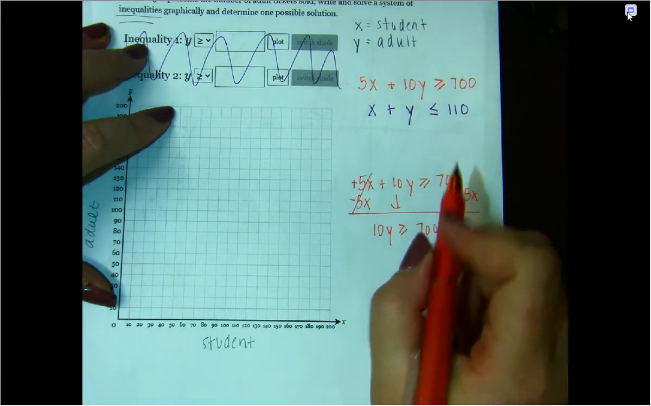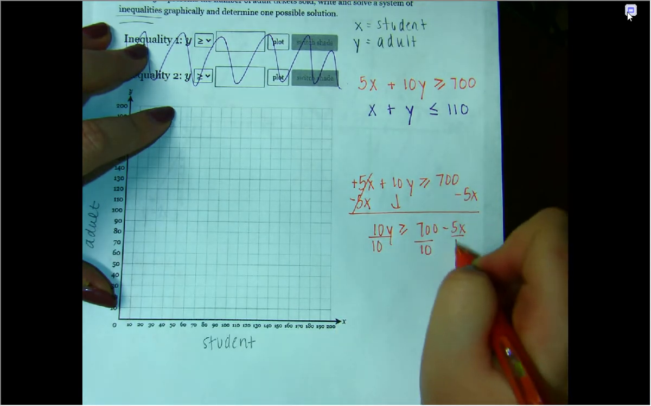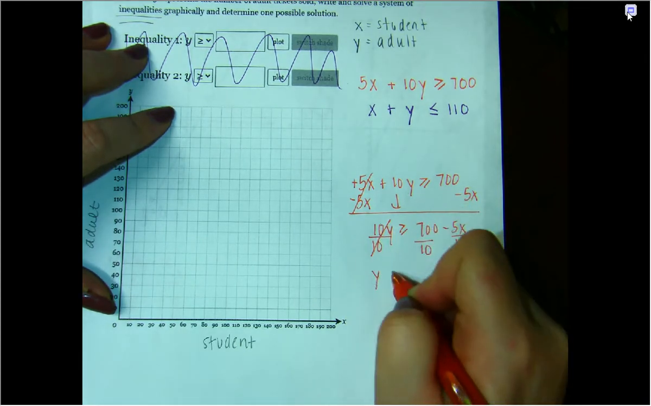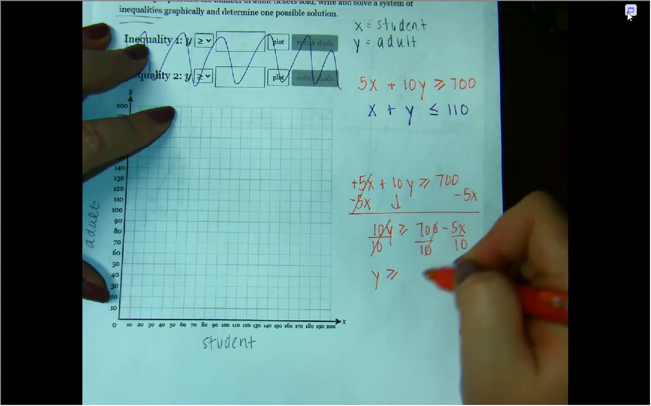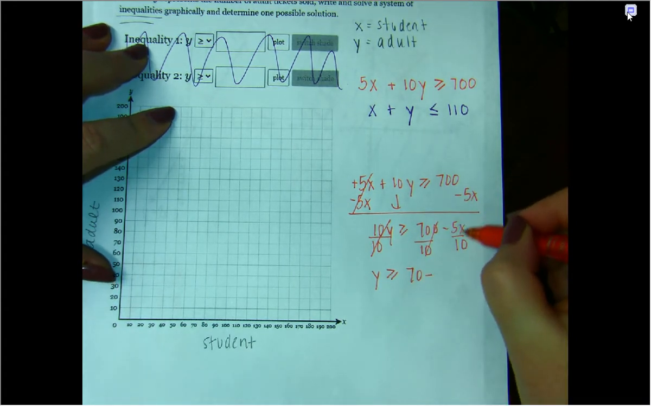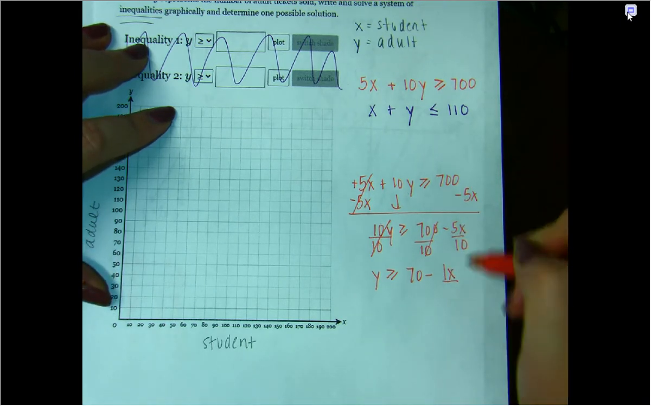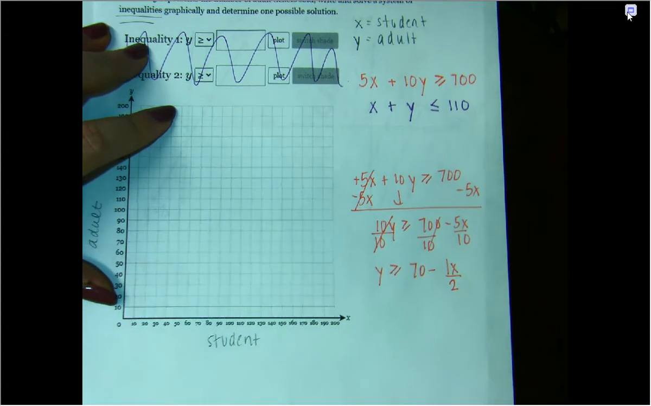I'm going to divide each by 10 to get that y all by itself. So 10 divided by 10 is 1. 700 divided by 10 is 70. Minus, well, how many times does 5 go into 5? 1 time. And how many times does 5 go into 10? 2 times. So now I can plot this thing.